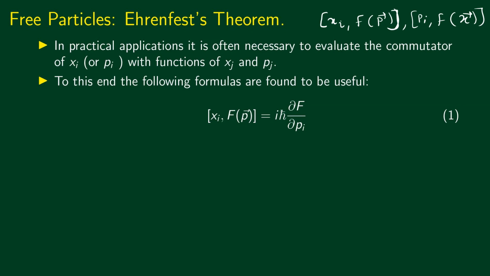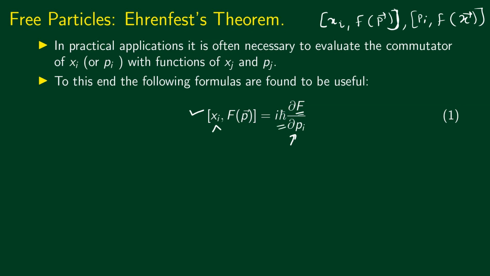There are two formulas to be used in such situations. The first is this: the commutator of x_i, the ith component of the position operator, with a function of the momentum operator, is given by i ħ multiplied by the partial derivative of f with respect to the ith component of momentum. So if you look here, this is the ith component of position, and the derivative is with respect to the ith component of momentum. And there's an i ħ that follows everywhere.